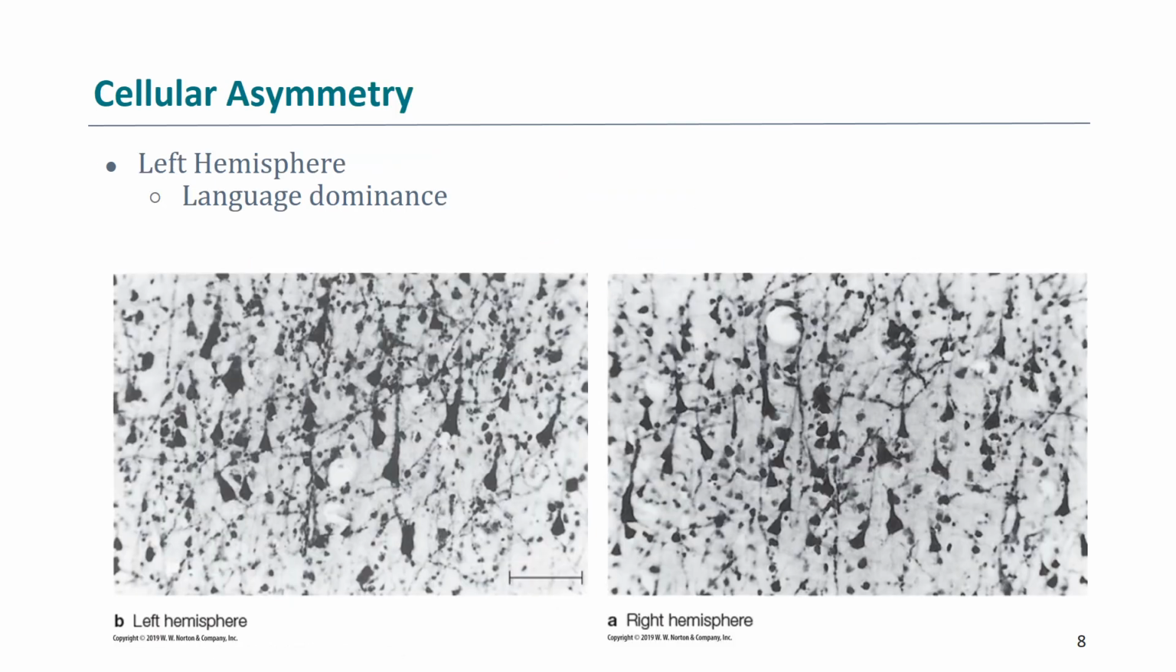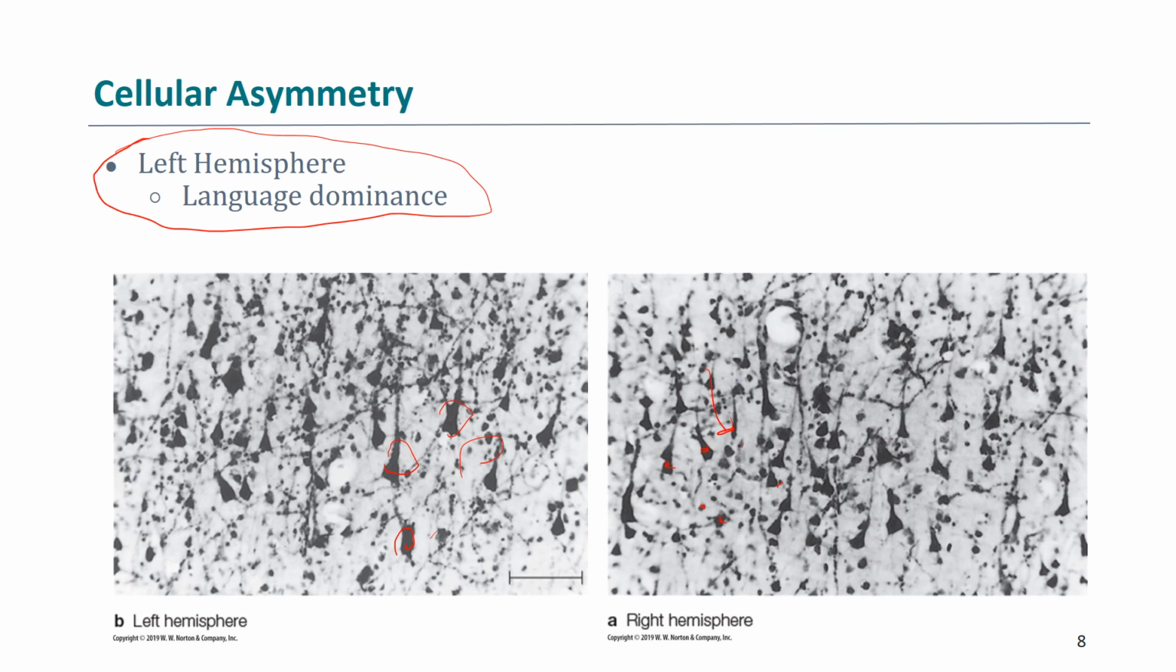This is a very nice image. Actually, you just need to know that the left hemisphere is well known for language dominance. And here you can see there is cellular asymmetry between the left and right hemispheres. Just by comparing these two sides, which neuron is bigger? This one on this side, or this one? You're going to find that the left hemisphere is larger.